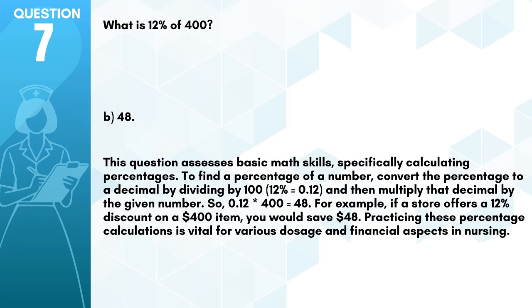For example, if a store offers a 12% discount on a $400 item, you would save $48. Practicing these percentage calculations is vital for various dosage and financial aspects in nursing.